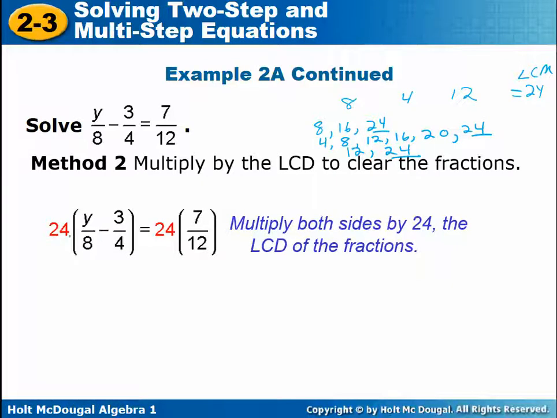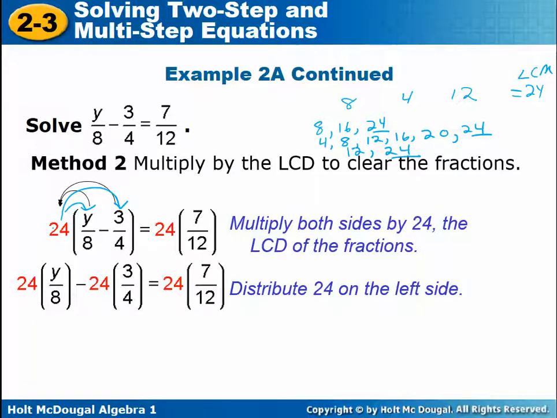So when we multiply 24 times y over 8 minus 3/4, we have to do the distributive property. We have to take 24 times y over 8, and then we have to take 24 times negative 3 over 4. On the right side, it's just 24 times 7 over 12. Now we have to simplify this.